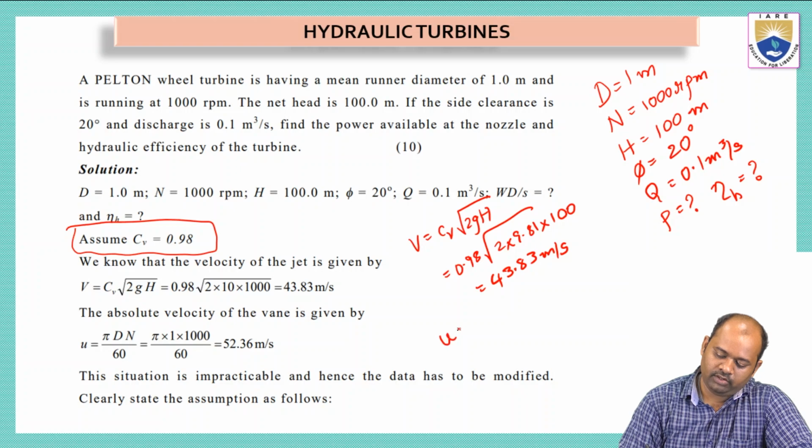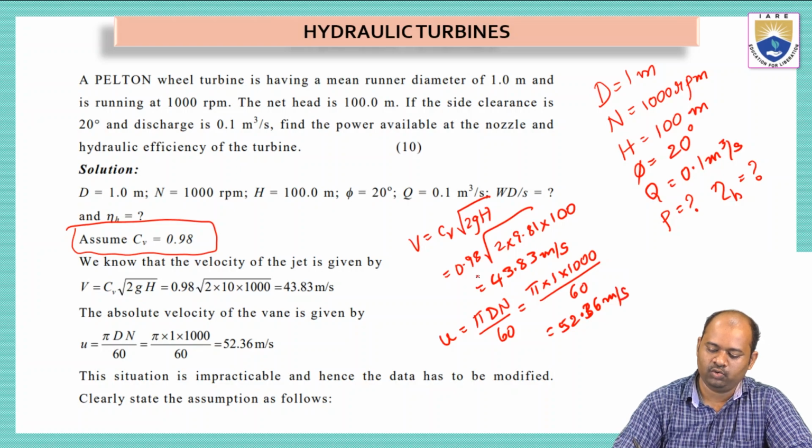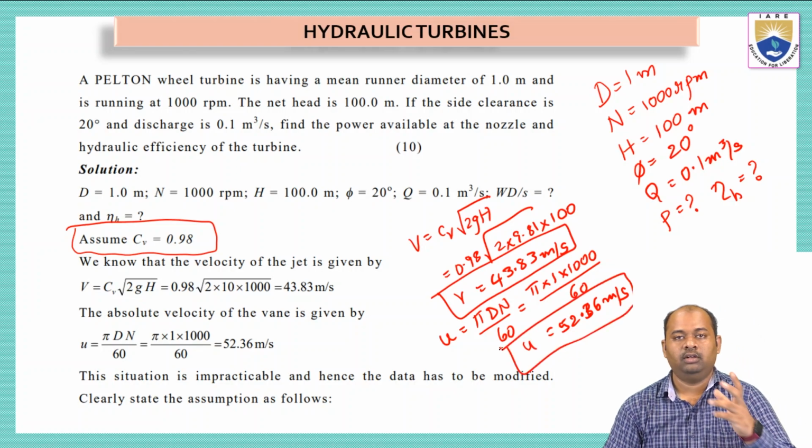And again we can calculate U, that is pi DN by 60. We can calculate the velocity of the vane. U is the velocity of the vane. So pi times the diameter is 1 meter and 1000 is the RPM, divided by 60. Here we get 52.36 meters per second. So we have got two velocities. This is V, the velocity of the water that is entering the turbine, and U is the velocity of the turbine vane.